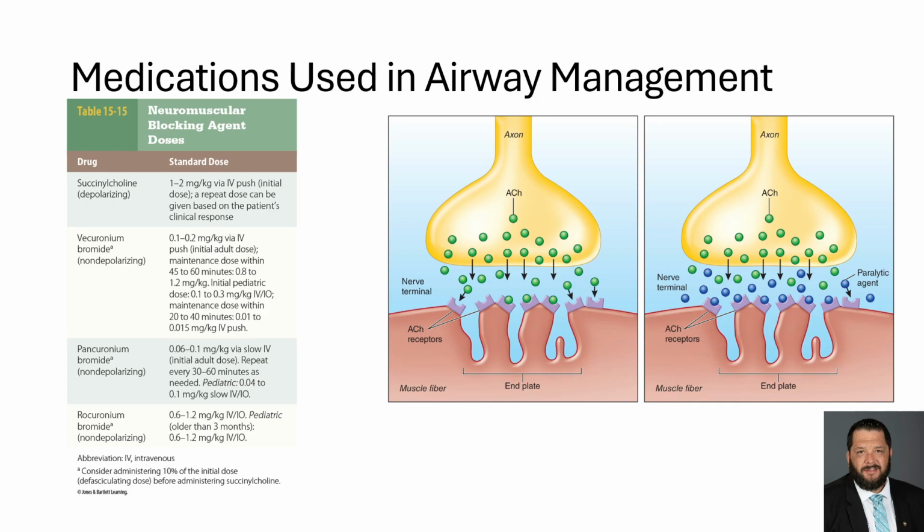Vecuronium and rocuronium are two of the common non-depolarizing agents. The medication dosage for vec is 0.1 to 0.2 milligrams per kilogram, with a maintenance dose needed about every 45 to 60 minutes. With rocuronium, it's 0.6 to 1.2 milligrams, and the dosing period will vary depending on the patient as far as a redose is concerned.